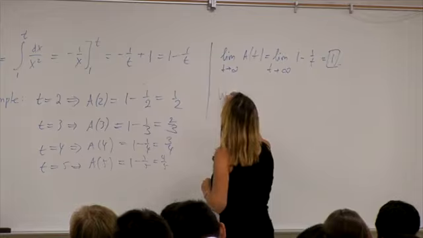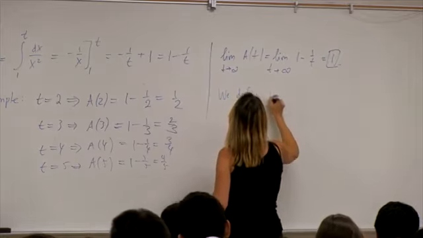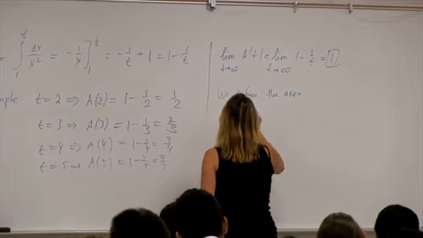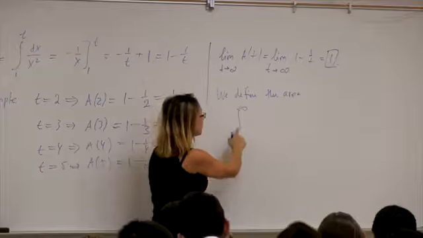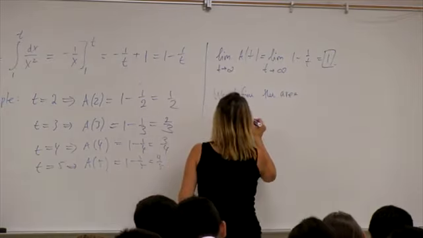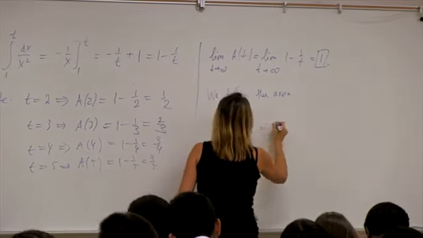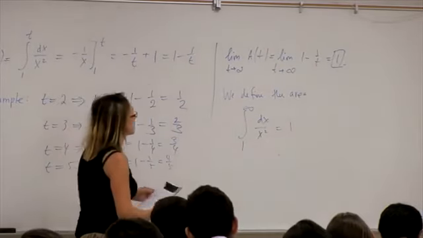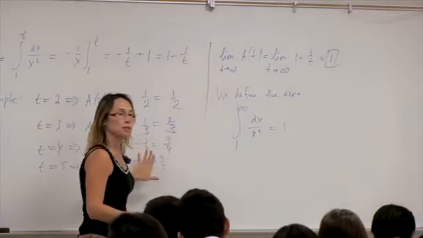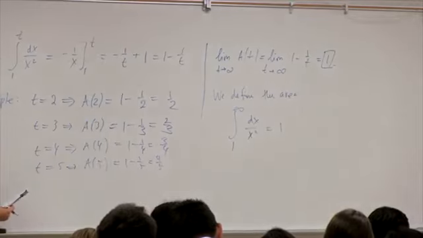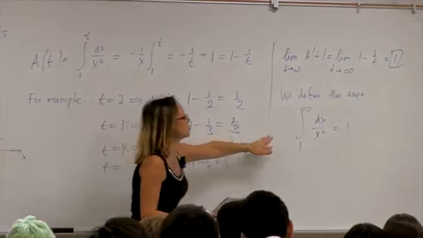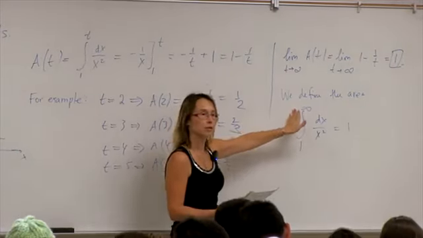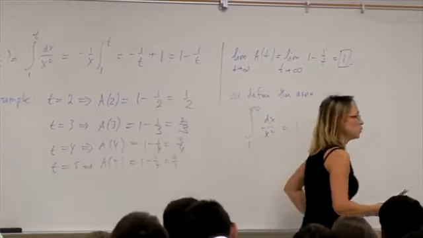So we define the area under the curve, and we denote it as an integral between 1 and infinity of dx over x squared, to be equal to 1. Right? So this introduces two things. The process, so I take a variable upper limit and I take the limit, and it introduces the notation, an integral whose upper limit is not a number, it's an infinity. And this is an example of an improper integral.